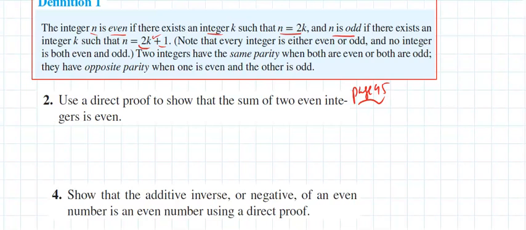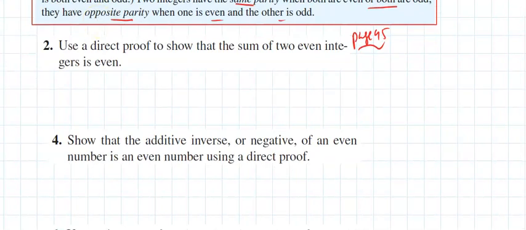So every integer is either even or odd, and no integer is both even and odd. That's never the case. Any integer you give me, either it's even or odd. 2 integers have the same parity when both are even or both are odd, and they have opposite parity when one is even and one is odd. Alright, well, let's look at page 95 and start with the first proof.